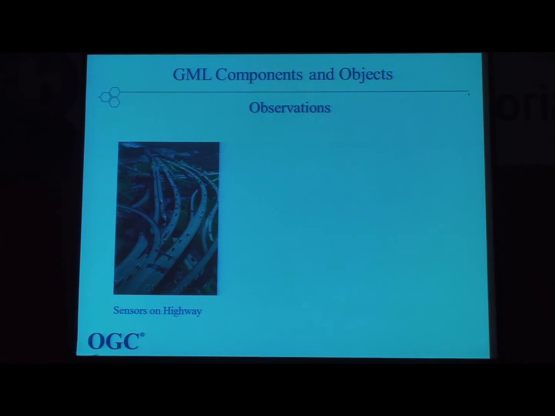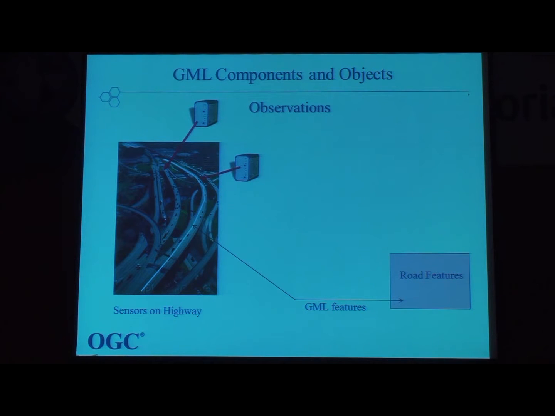Okay, other components and objects. Observations, another kind of feature. These are features that capture the act of observing. So typically observations are made by mechanical sensors. In this case, we have an example on a highway. We've got road features, and the sensors themselves are maybe represented as features. But the data that they record are what we call observations.